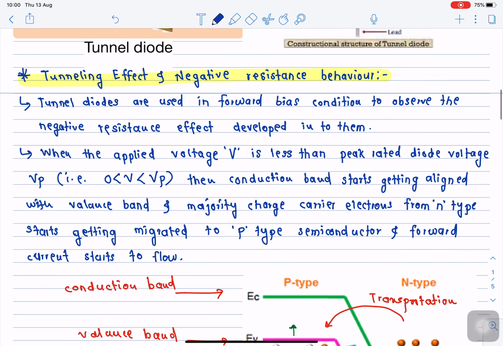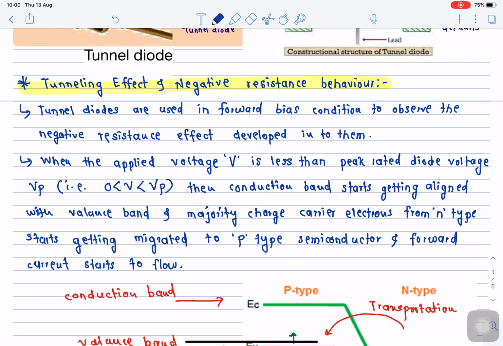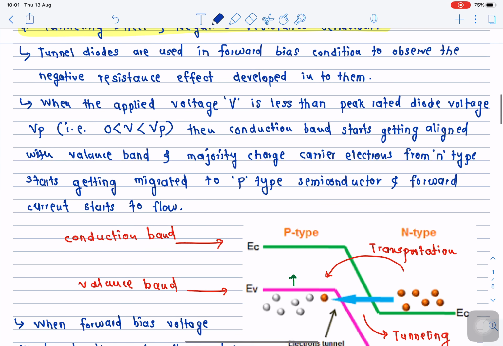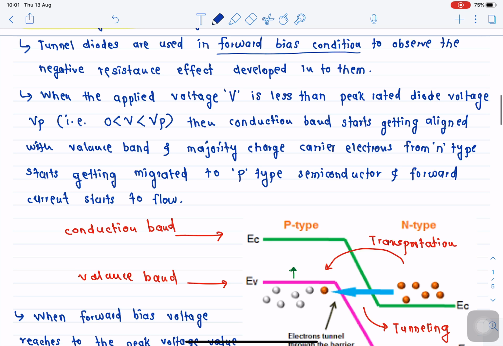Okay, so tunnel diodes are going to be used in a forward bias condition. So whenever we want to use tunnel diodes, they are used in a forward bias condition in order to observe the negative resistance effect which will develop in them. When the applied bias voltage is less than the peak rated diode voltage, that is, when the applied DC bias voltage V is less than the peak rated voltage of the tunnel diode, then the conduction band starts getting aligned with the valence band. So this is a very important statement.